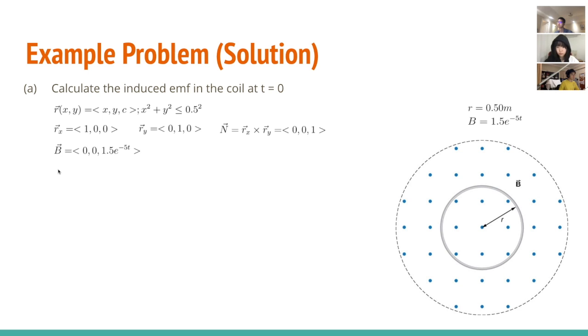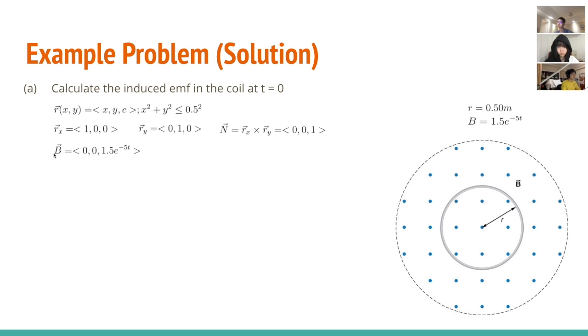So recall that the magnetic field is pointing outwards, out from the screen, where the screen is the xy plane, since the magnetic field is parallel to the z-axis. That's why the magnetic field has a vector of 0, 0, 1.5 e to the power of negative 5t. That's because the entire component of the magnetic field is pointing outwards from the screen in the z direction.